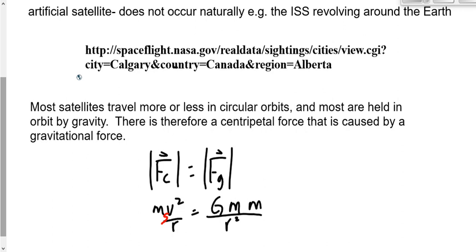Now, what about my other ones on the other side? One of them is the mass of the satellite. One of them is the mass of the central body. I'll just leave it with no subscript there. One's the mass of the satellite, one's the mass of the central body, or the thing that's being orbited around.